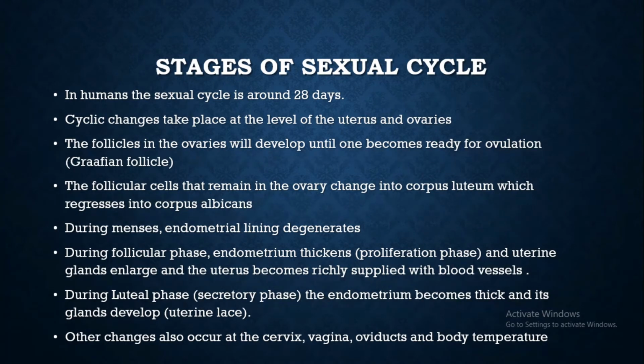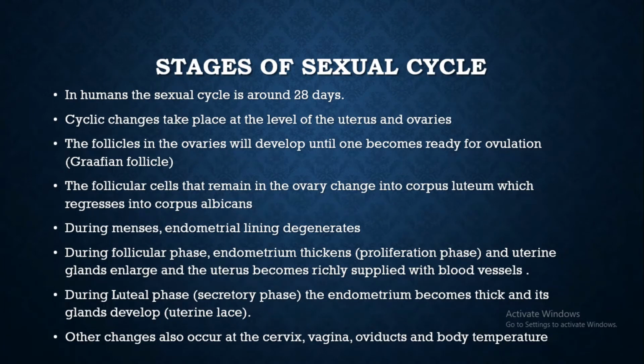So remember that in the pre-ovulatory phase, the changes that take place at the level of the uterus are, from day 1 till day 5, there will be the menses. Now we're gonna see that in a very nice document that's gonna follow this slide. And then between day 6 and day 13, there will be thickening of the endometrial lining along with development of the uterine glands and the supply with blood vessels.